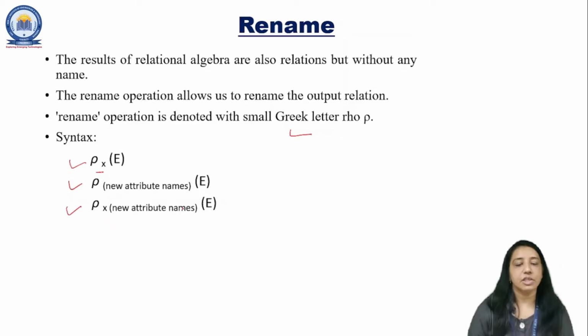The third one is used for both. You can see that here there is x and, in parentheses, the new attribute names. That means the relation name is going to be renamed, given by x, and the other part is the attributes. So both things are going to be renamed. Now here e does not have to be only a relational algebra expression. Whatever existing relation is there, if you want to rename it, you can use this also. Here the relation name can also be there. So this is the use of rename.